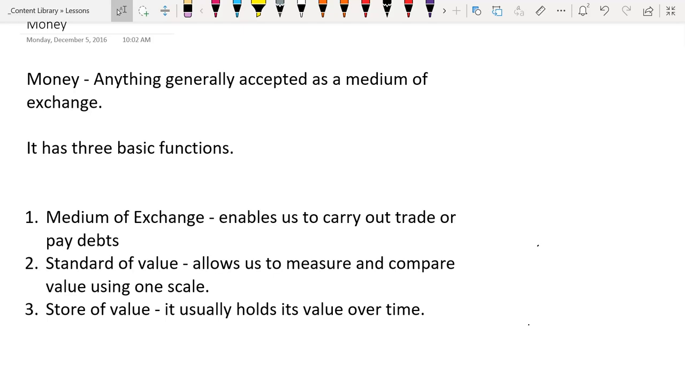Right. It also acts as a store of value. So typically it holds its value over time. Now, obviously, with things like inflation, that can create a problem, right? So the dollar today is not worth as much as it was 6 years ago, but generally it still holds some value over time.